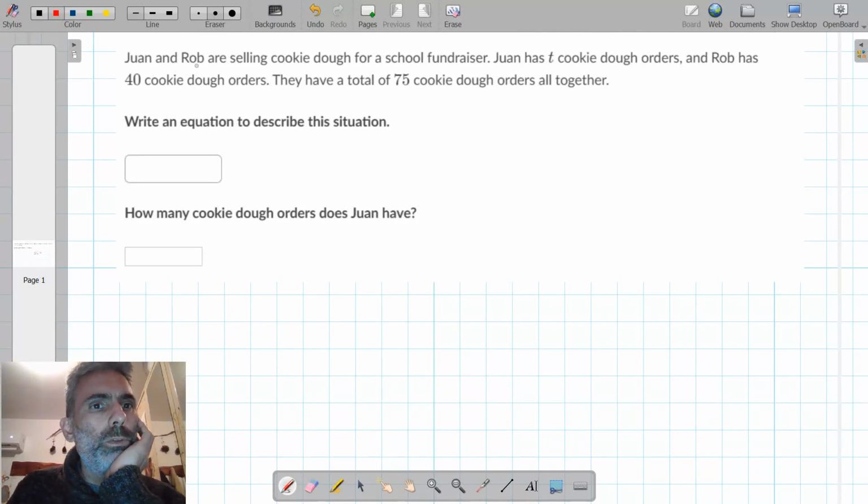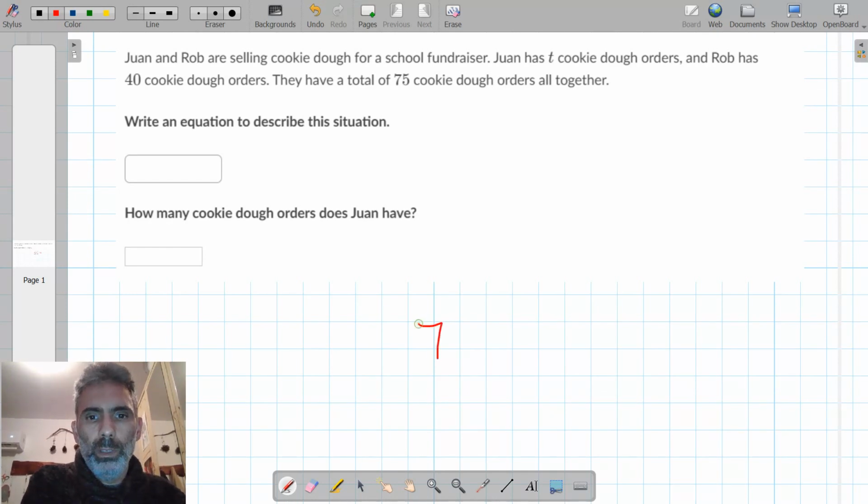Juan and Rob are selling cookie dough for a school fundraiser. Juan has 10 cookie dough orders and Rob has 40 cookie dough orders. They have a total of 75 cookie dough orders altogether.